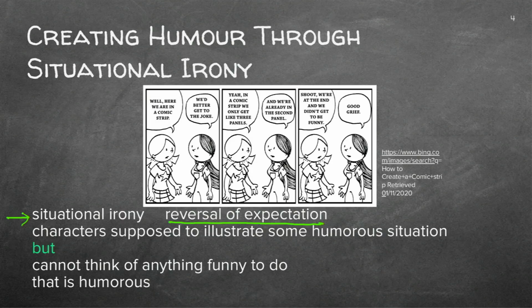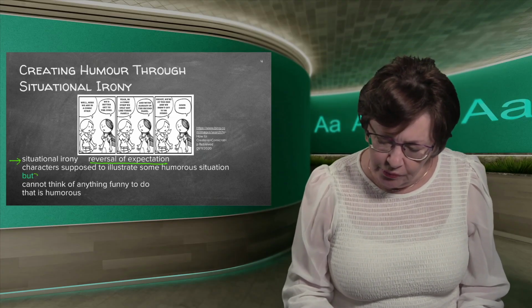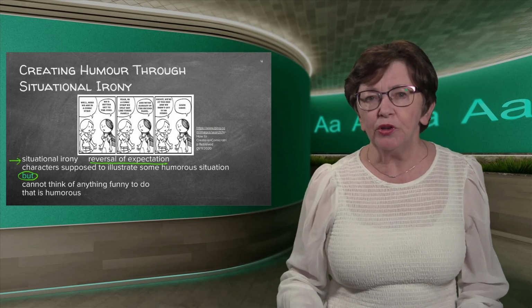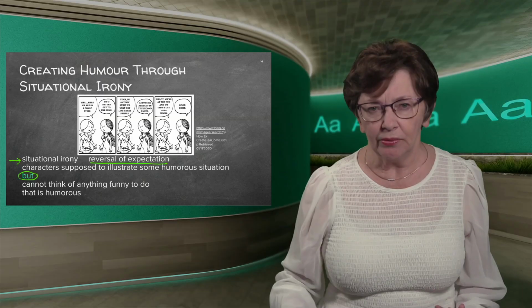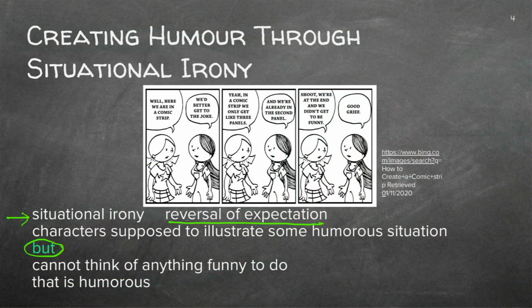Is there a reversal of expectation? Listen to what I said. They should be funny, but they can't find a way. The thing to look for is the word but when you look at it. If you see a but, think irony. The moment you get that, you're onto the answer. So, they cannot think of something funny to do that is humorous. They're supposed to illustrate some humorous situation, but cannot think of anything funny. So, very simple. Don't make it complicated.